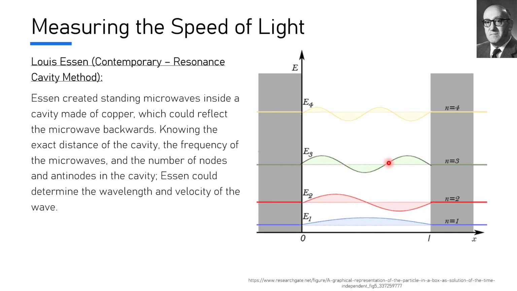Nodes being where the wave remains stationary, and antinodes where we experience the maxima and minima. So assuming that Essen was able to produce microwaves of a known frequency, as long as he was able to generate the standing wave and he knew the length of the cavity, the number of nodes in the cavity, as well as the frequency of the microwave that he could produce, he can work all of that math backwards, determine the wavelength, and therefore the velocity of the light wave.